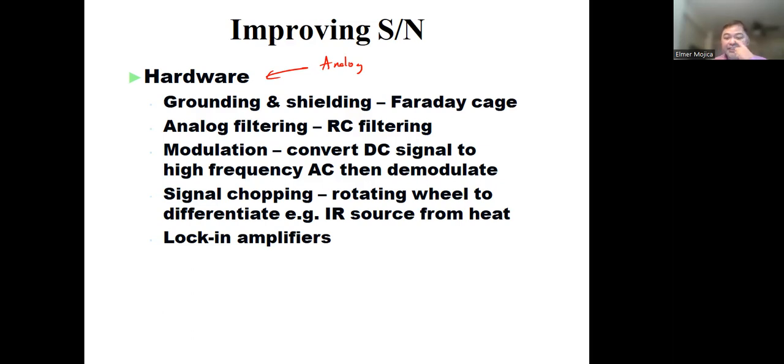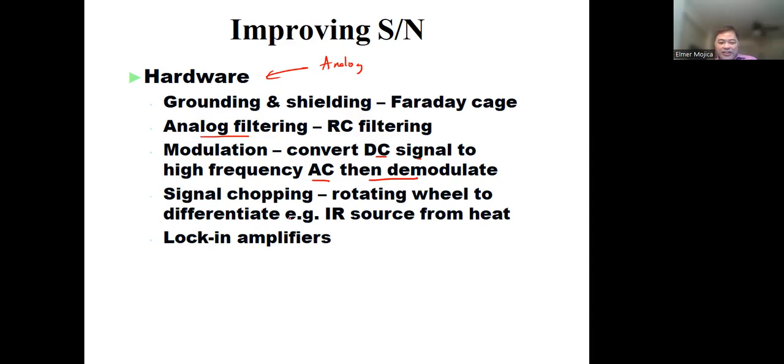So usually they use what? The Faraday cage to prevent some fluctuation. They also use the so-called RC filtering, resistor-capacitor filter. It's an analog filtering. And sometimes they do modulation, wherein they convert the direct current signal to high frequency, what we call alternating current, and then they modulate. Okay.